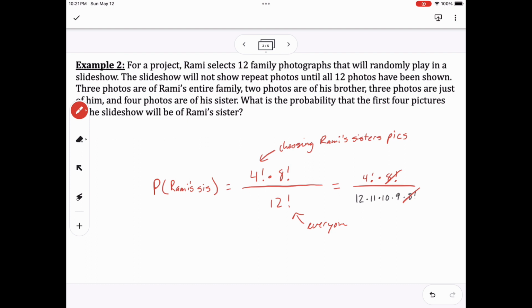So I'll multiply 12 times 11 times 10 times 9 on the top, and 4 times 3 times 2 times 1 on the bottom. On the bottom, that gets us 24.